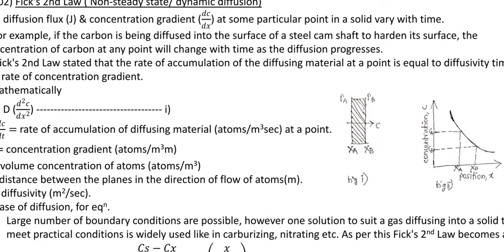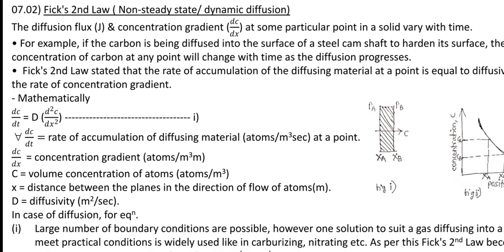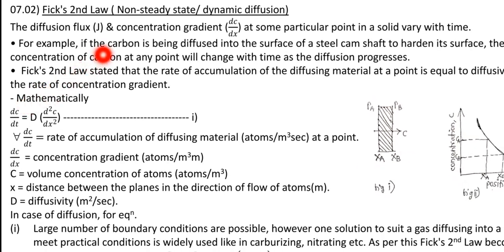Now Fick's second law of diffusion. It is also known as non-steady state or dynamic state diffusion. The diffusion flux J and the concentration gradient dC by dx at some particular point in a solid vary with time.